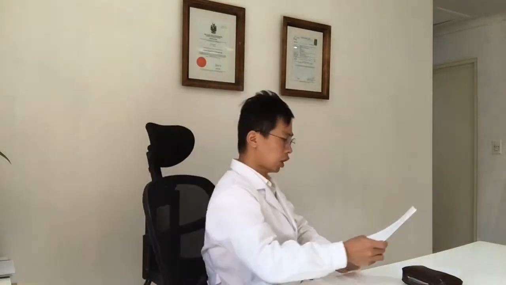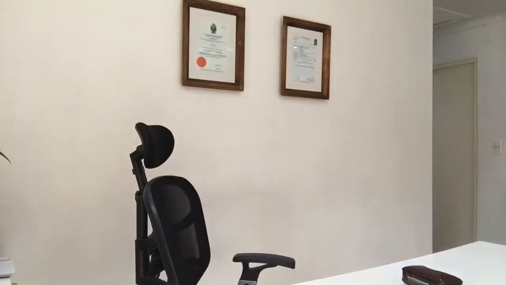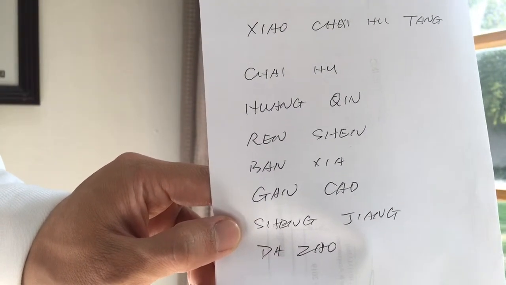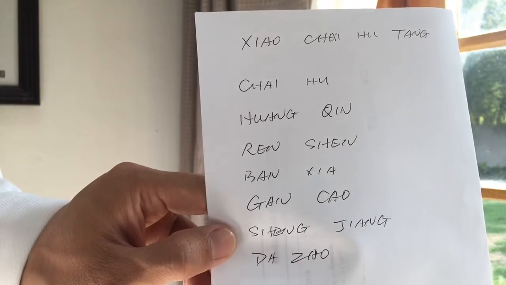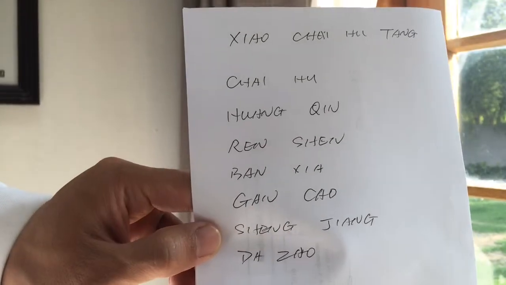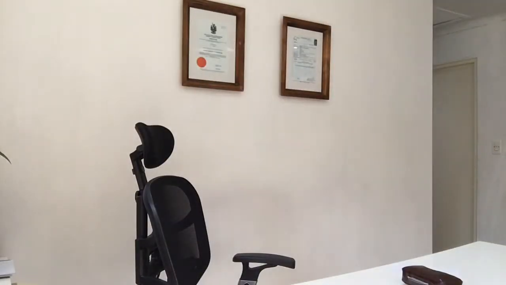The first formula we're going to talk about is Xiao Chai Hu Tang. Xiao Chai Hu Tang is from Shanghanlun as well. You're going to see the ingredients first. As you can see, the ingredients are 柴胡、黄芩、人参、半夏、甘草、生姜、大枣。小柴胡汤 in Shanghanlun is described as for patients suffering from cold.